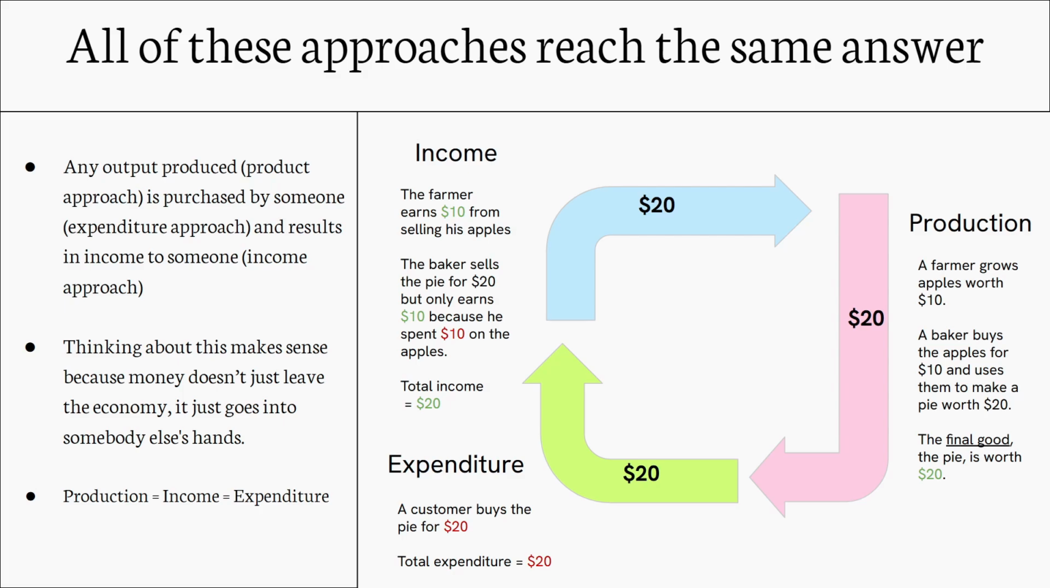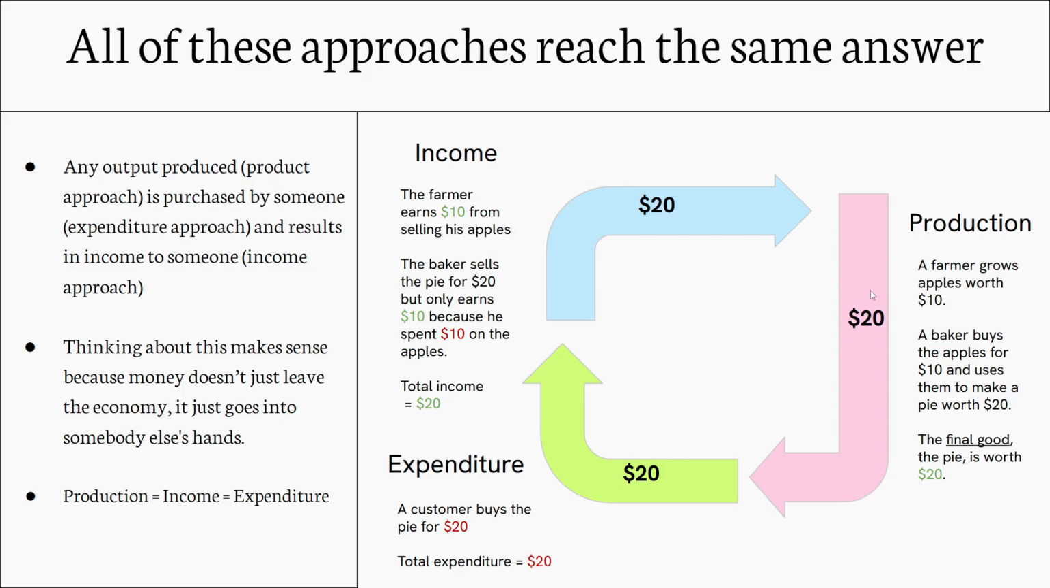But to find it using the production approach, we need to find the amount of value that was added through the production of the good. So we have the original apples, which are worth $10. So we can take $10, and then the baker turning it into the pie added another $10 to the value. So production added $20 of value total. So we get this answer of $20.